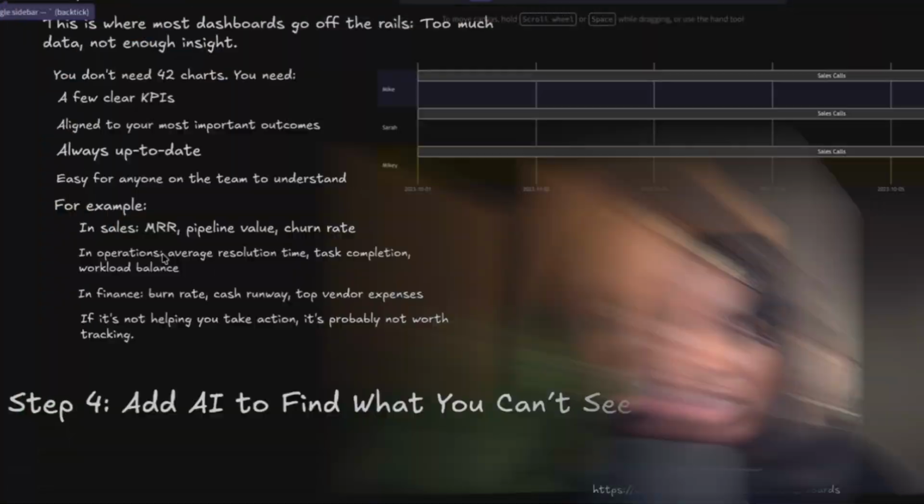You've got to make sure we pick a couple of clear KPIs. I'd say at least 2 to 3 metrics to track, aligned with your most important outcomes. So for example, if you're creating a dashboard for your sales team, maybe you can track how many sales calls per week they're doing, how many deals are closed, and upfront payment collection. Those are good metrics to track for a sales team. The good thing about KPIs is that you want to make sure you have a KPI that's always up to date and easy for anyone on your team to understand. So that's a good example.